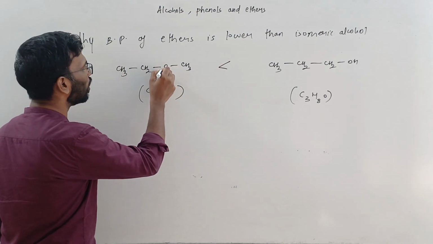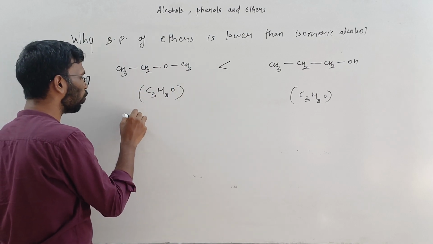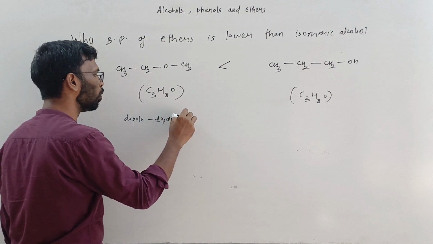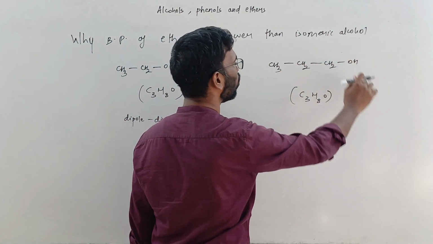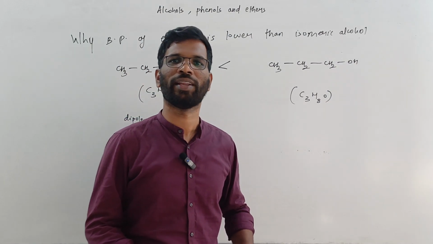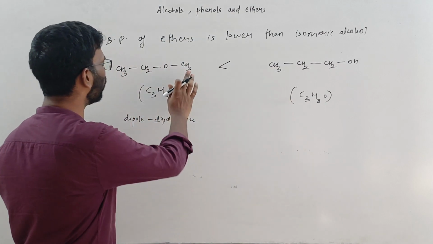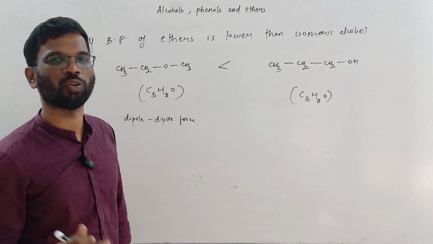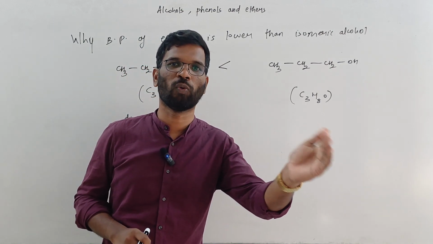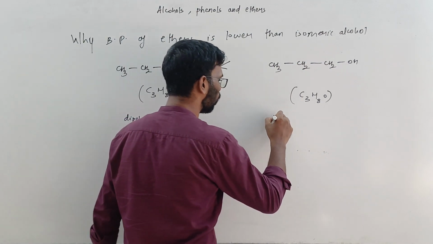So over here you see that there is no hydrogen bonding. Here dipole-dipole force is operating, and here intermolecular hydrogen bonding. How to identify? If hydrogen is connected to an electronegative element, then intermolecular hydrogen bonding is possible. Here hydrogen is there and oxygen is there, but hydrogen is not connected to an electronegative element, so hydrogen bond force is not possible. The lower force, that is dipole-dipole force, is operating over here, and here hydrogen bond force.